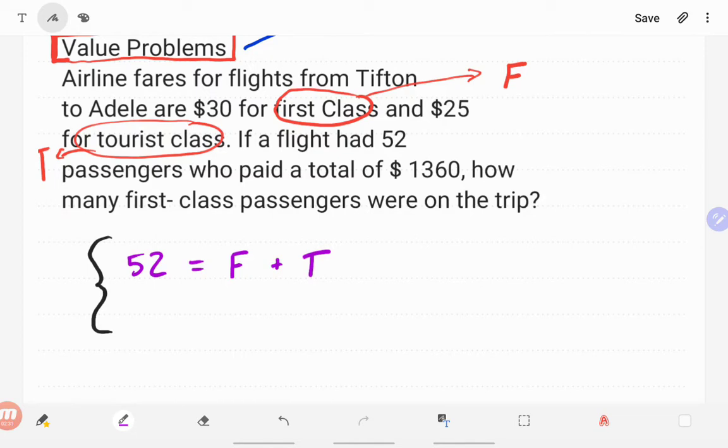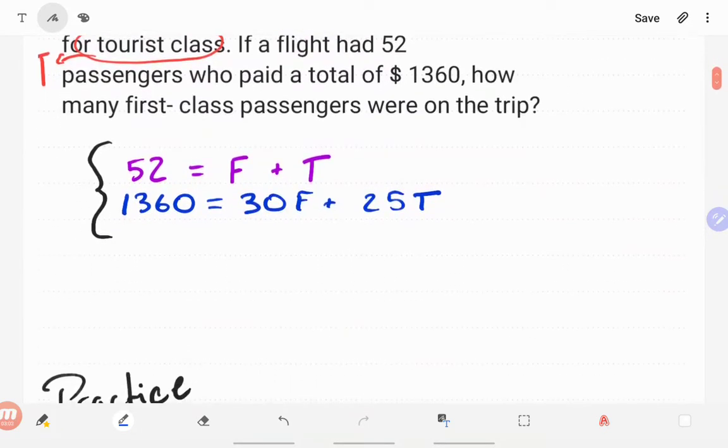Now, we also know that they paid a total of $1,360. This is where we're talking about the value of each ticket. It looks like first class tickets had a value of 30, whereas our tourist class tickets had a value of 25. So just like that, we now have a system of equations that's been set up for us.